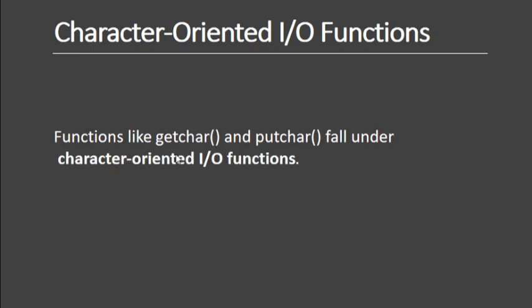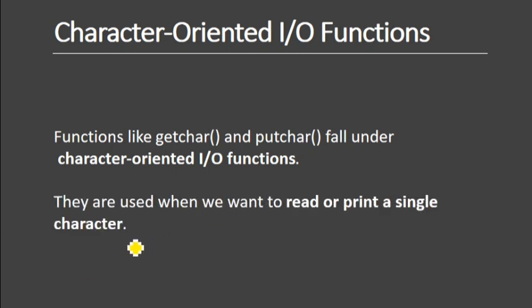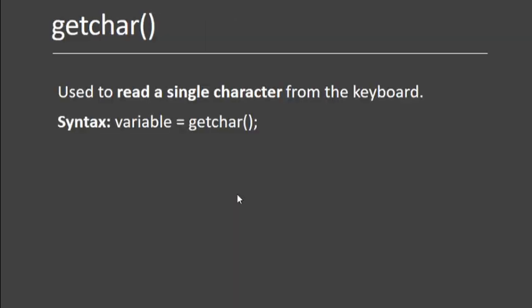Functions like getchar and putchar come under character oriented IO functions. They are used when we want to read or print a single character. Very important: character functions are used to read only a single character from the keyboard and to print only a single character onto the screen. I cannot print a string or a number by using the character oriented IO functions. First we'll discuss getchar, which is used to read a single character from the keyboard. getchar is a function which is used to read only a single character from the keyboard.